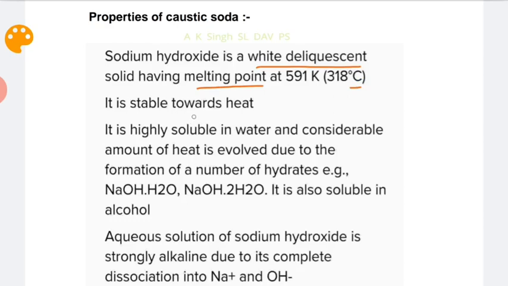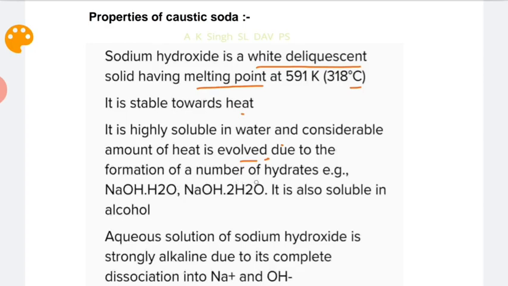It is stable towards heat, means it does not dissociate or melt easily. It is highly soluble in water and a considerable amount of heat is evolved. When sodium hydroxide is added to water, you feel that it becomes hot, just like detergent. You have seen, if detergent is added in water, what happens? It becomes hot. Just like here, it becomes hot.